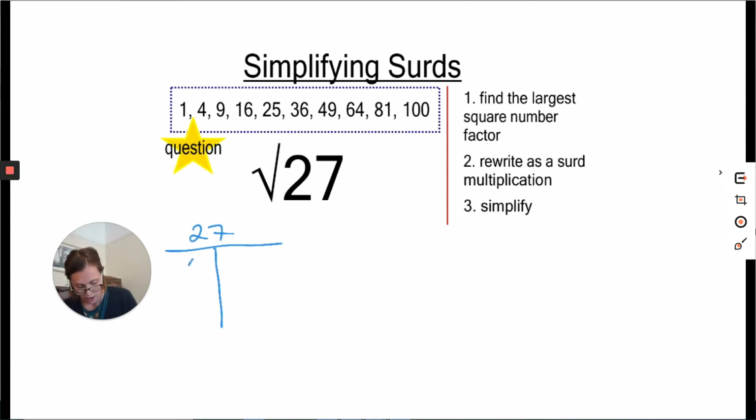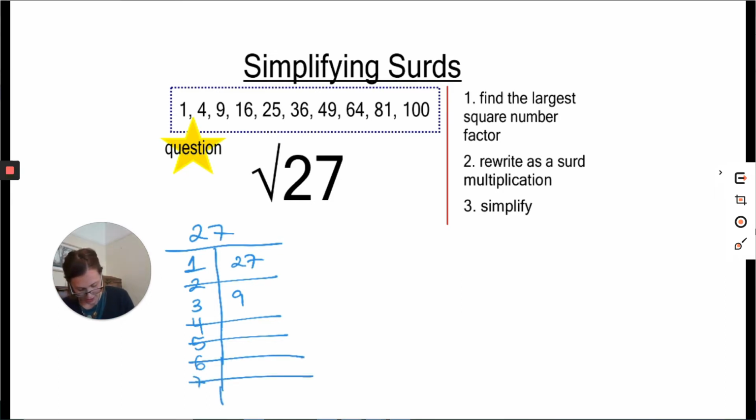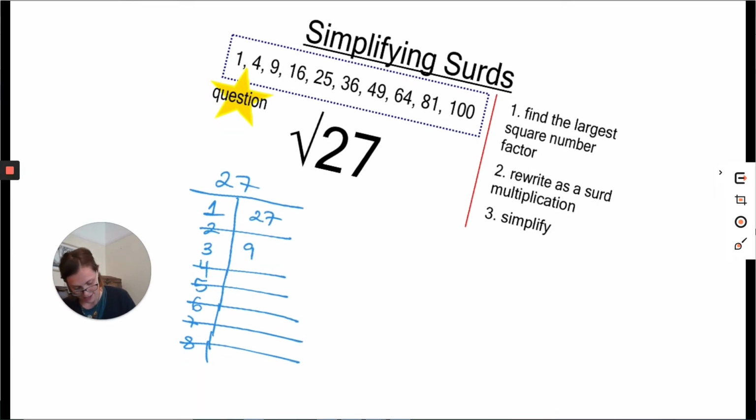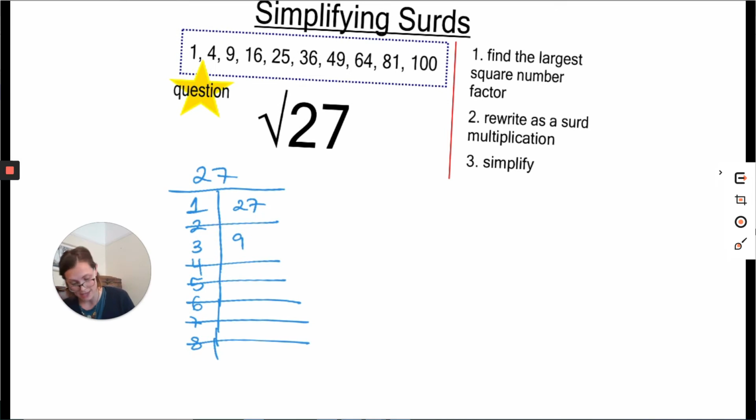So let's start. 1 and 27. 2's not going to go because it's an odd number. 3 goes 9 times. 4 doesn't go. 5 doesn't go. 6 isn't going to go. 7 doesn't go. 8 doesn't go. And then your last number here is, let me move this up, your last number here is 9.